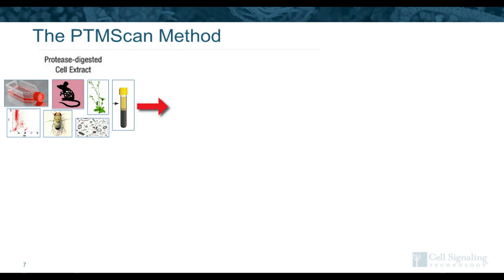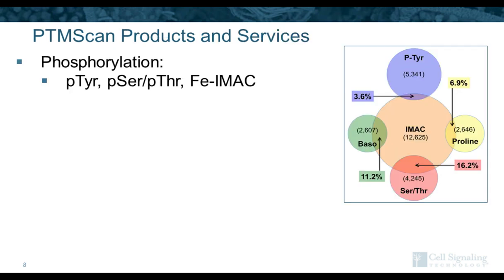We run the mass spec, we get our peptide identifications, and then we do our quantification and data analysis. And we have a bunch of different varieties of PTM scans. So we can look at phosphorylation, and we can look at tyrosine, serine, or threonine. And shown on the left is a Venn diagram. We can do the enrichments using antibodies. We can also use metal ions on beads, IMAC enrichment.